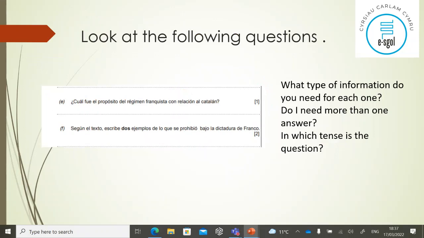So we've got some other questions. For each one, take a minute to figure it out. What type of information do you need for each one? Do you need more than one answer? In which tense is the question?